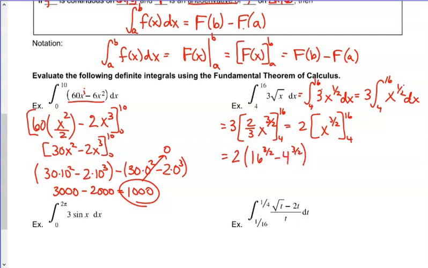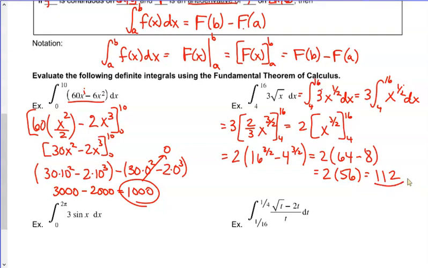And this comes in our fractional exponents. Remember, this is the square root of 16 cubed, or cube 16 then square root. I would do the square root first. So the square root of 16 is 4. 4 cubed is 64. Minus the square root of 4 is 2. 2 cubed is 8. So I have 64 minus 8, which is a 56. And doubling 56 is 112.